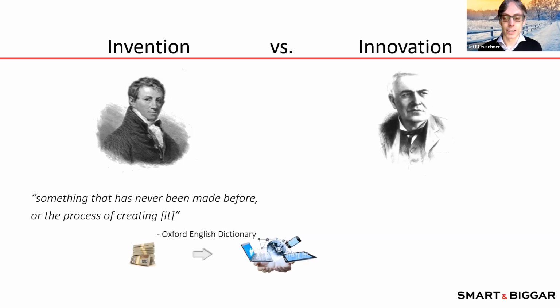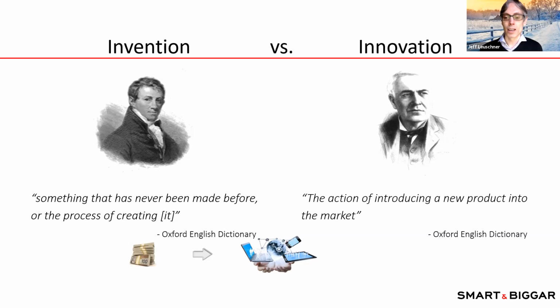This gentleman on the right-hand side, his name is Thomas Edison. You probably know him better than Sir Humphrey Davy. Thomas Edison, in the later 1800s, took that existing electric lighting technology. He made some substantive improvements to it to make it commercially viable, and he began selling electric light bulbs under the Edison Electric Lighting Company in the 1870s. So he did something that the Oxford English Dictionary defines as innovation, the action of introducing a new product into the market. Or said another way, he took technology and turned it into money.